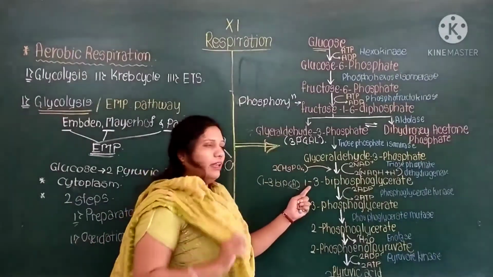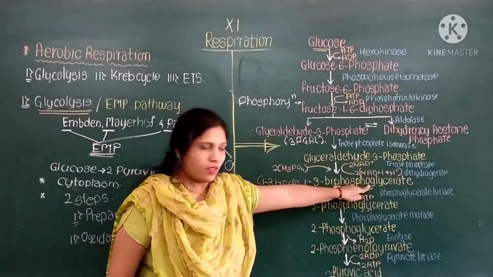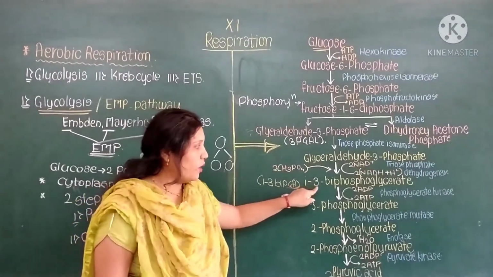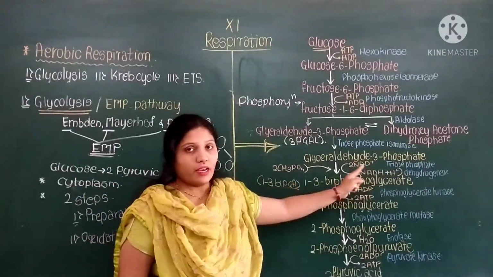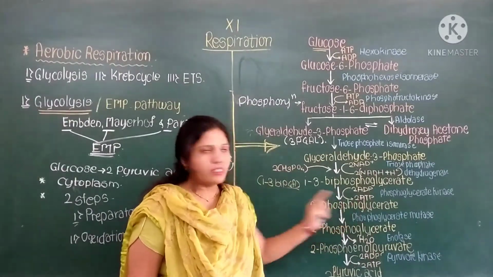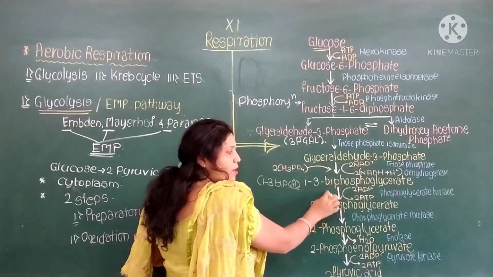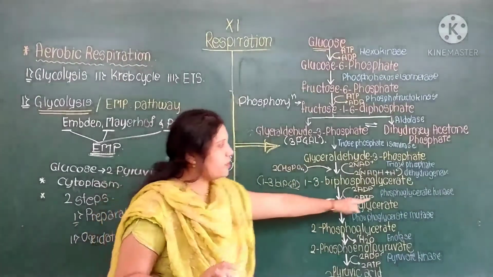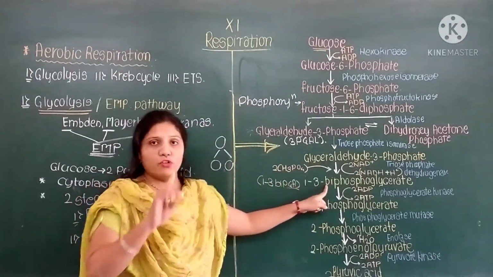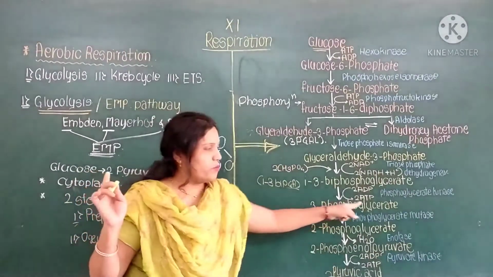Okay, so this 1,3-biphosphoglycerate undergoes dephosphorylation. What is given? 1,3-biphosphoglycerate. It undergoes dephosphorylation and then forms 3-phosphoglycerate. Here bi means two phosphate groups are there. From those two phosphate groups, a dephosphorylation takes place in the presence of the enzyme known as phosphoglycerate kinase. So one phosphate group is removed from this and it forms 3-phosphoglycerate.